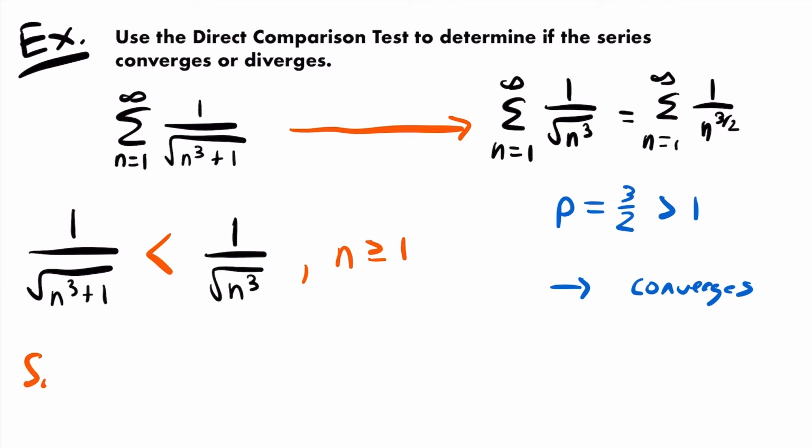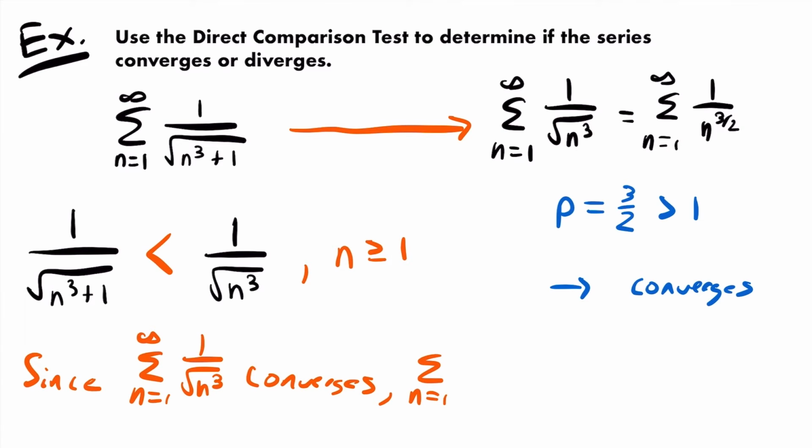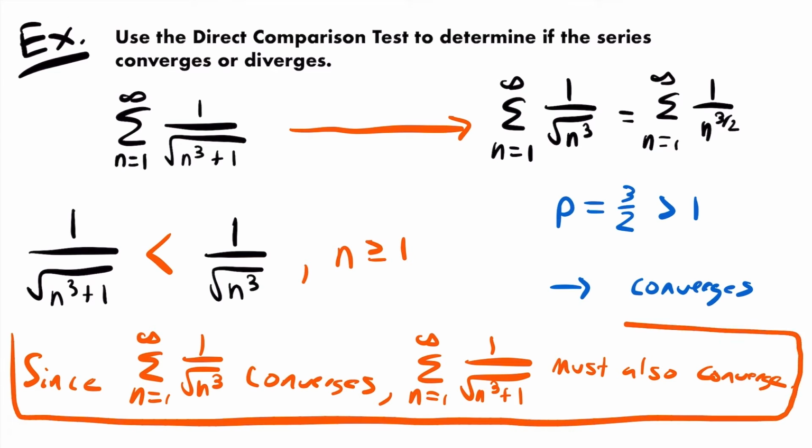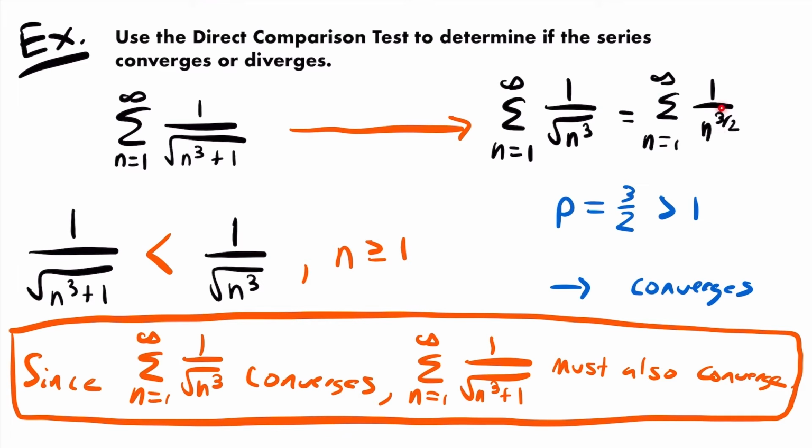And so, since the larger series, the sum from n equals 1 to infinity of 1 divided by the square root of n cubed, converges, then the smaller series, the sum from n equals 1 to infinity of 1 divided by the square root of n cubed plus 1, must also converge. All right, and so that is the final solution to this example. We found a series that converges that is always bigger than our original series, and so that series must also converge. Let's take a look at another example.